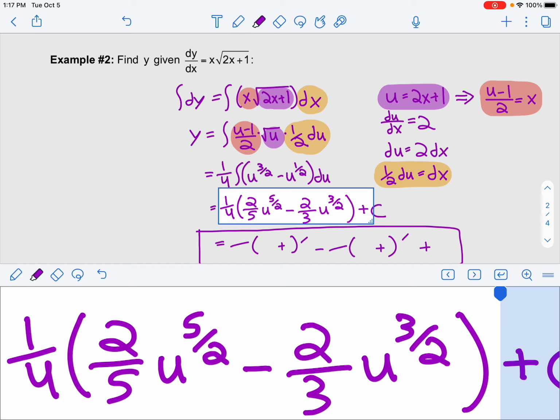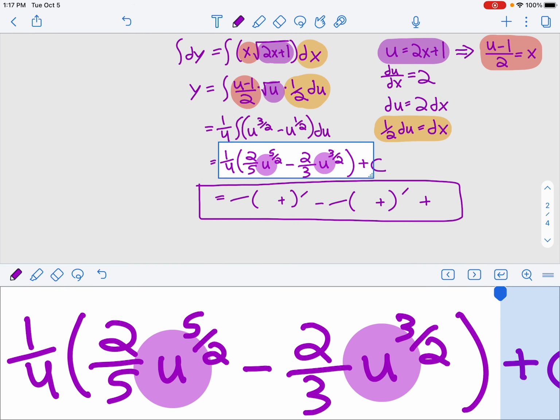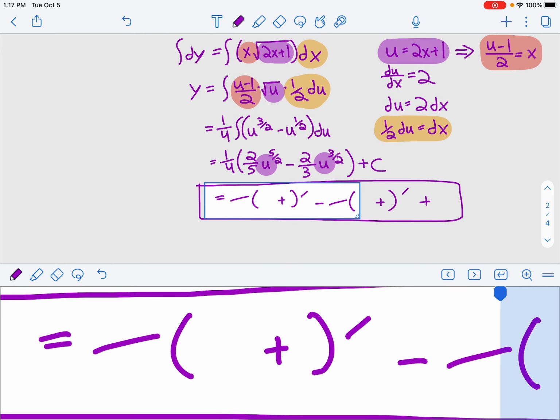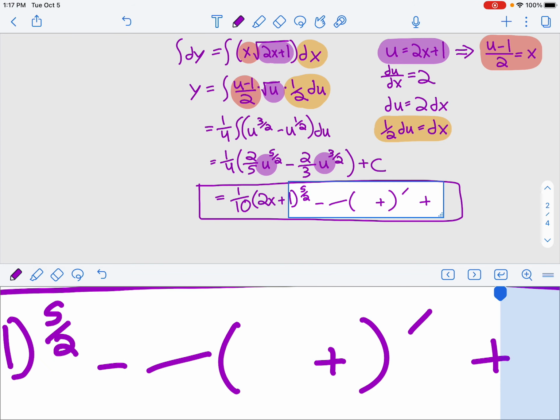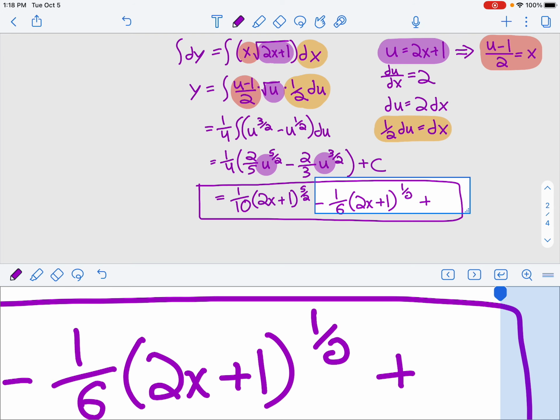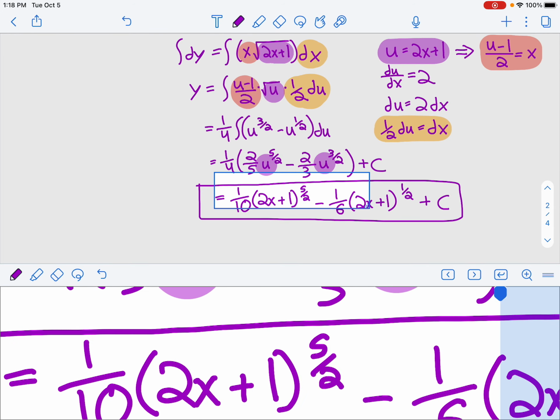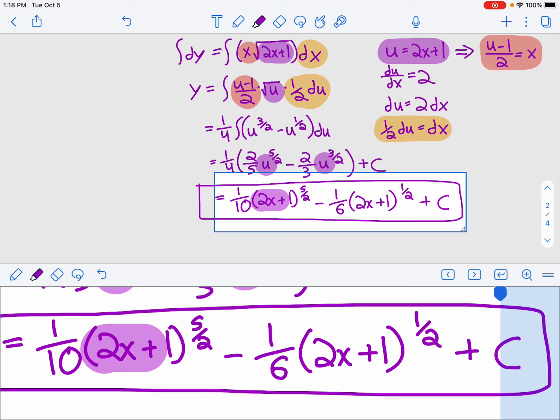Now that I have this integral, I'll distribute the 1/4, and then I will substitute back out for u. So 1/4 of 2/5 is 1/10, and then my u substitution is the quantity 2x plus 1, so that will be to the 5/2 power. 1/4 times 2/3 will be minus 1/6 times the quantity 2x plus 1 to the 1/2 power, and there's my plus c at the end. And that is my final answer.